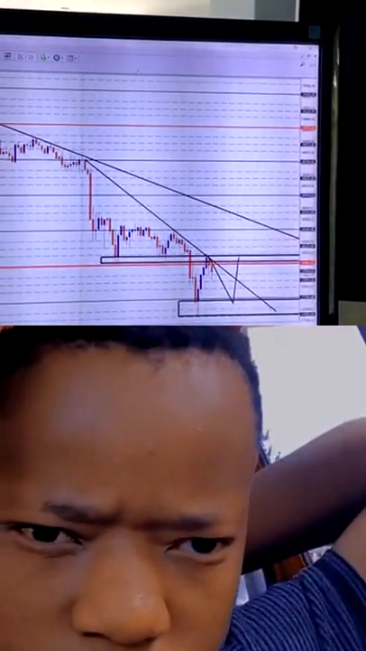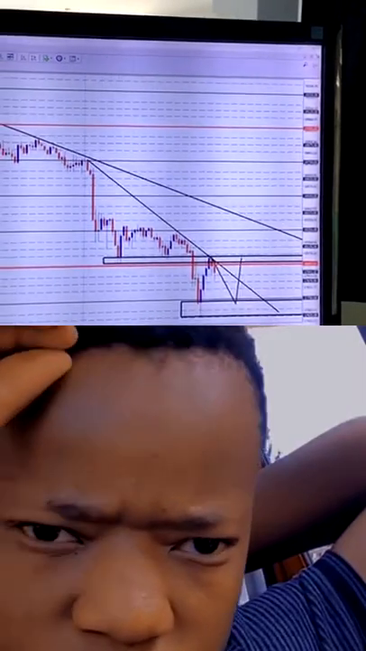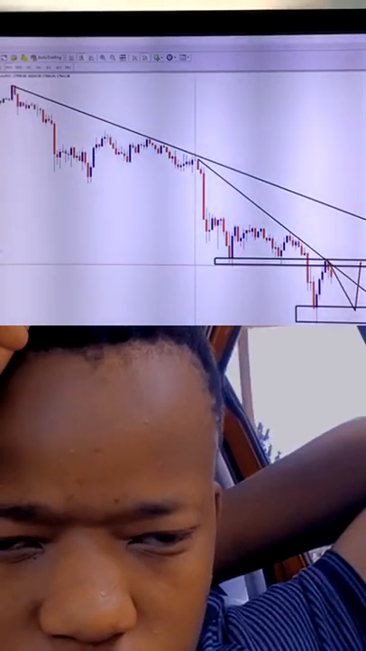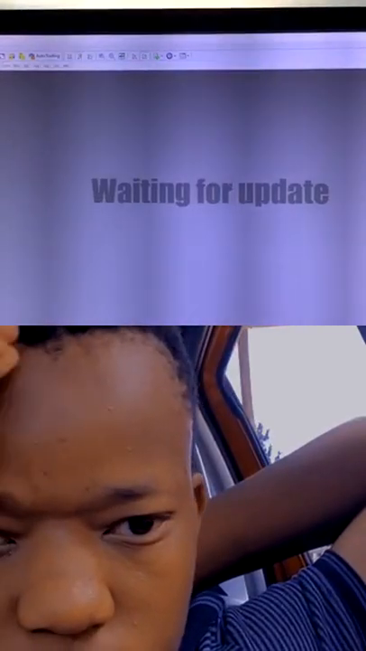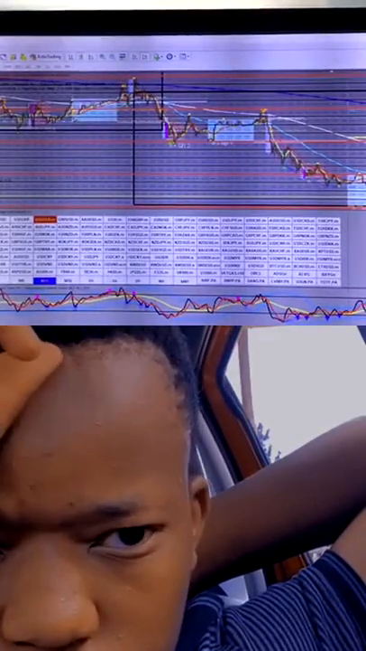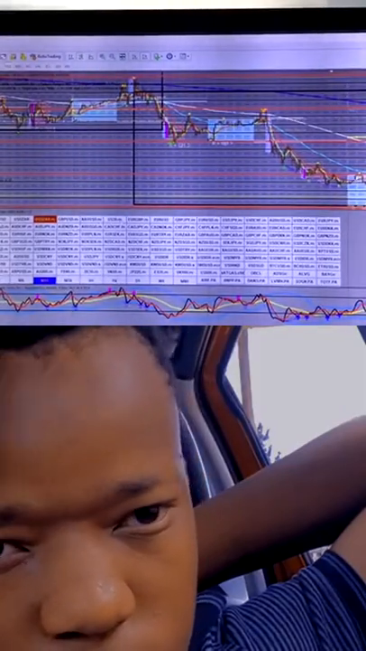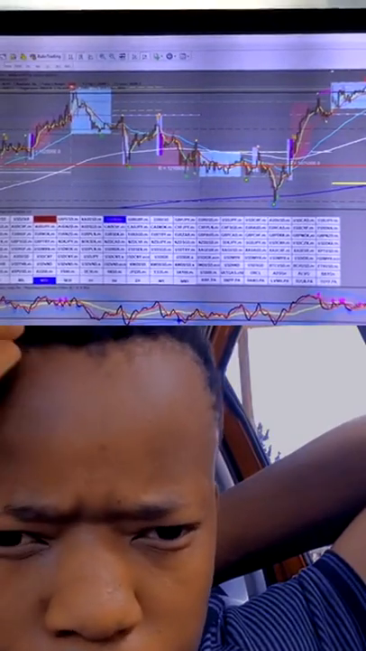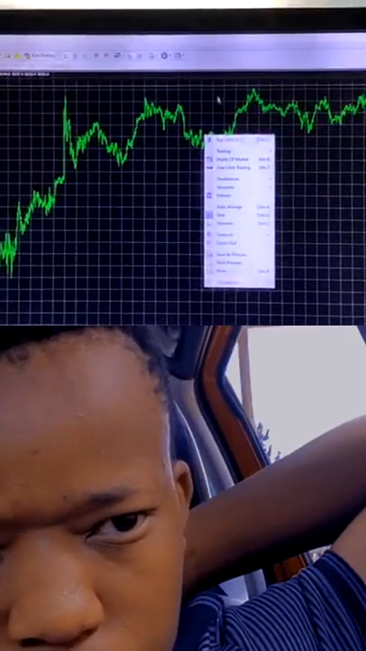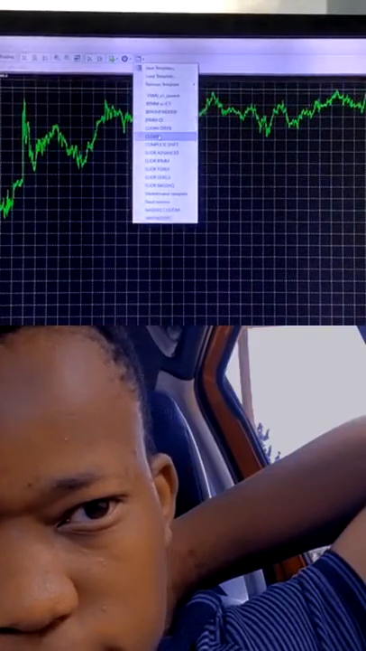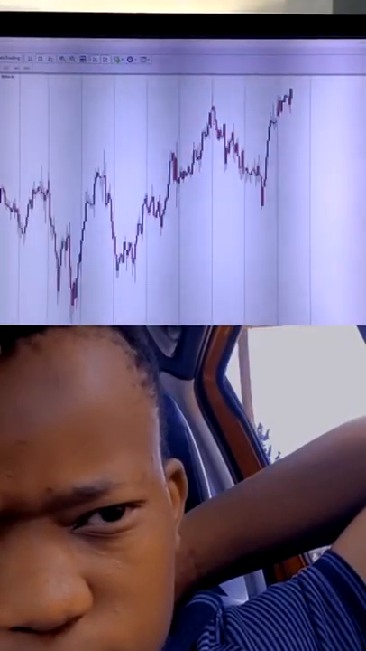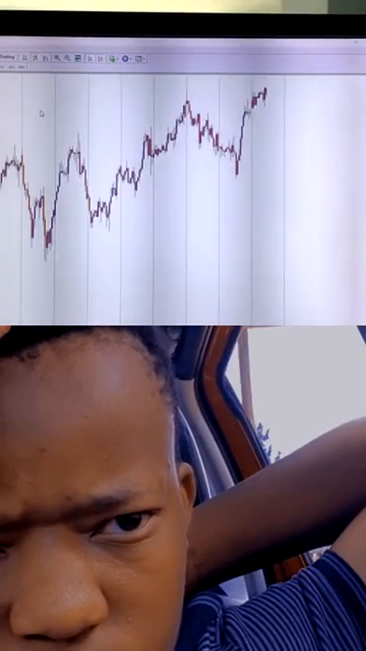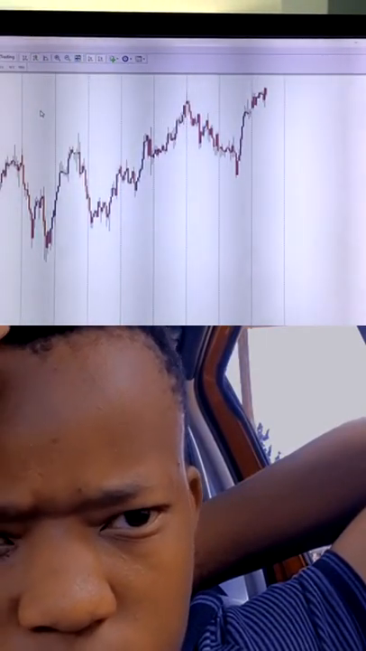Yeah, let's check. This one was a nice one. Let's check US30. Okay, let me switch to the correct one. But let me make a clean chart for it first. Okay, let's clean it up.